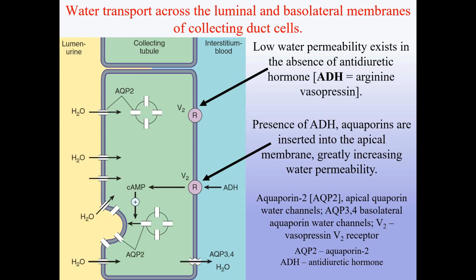And on this slide you can see water transport across the luminal and basolateral membranes of collecting duct cells. Low water permeability exists in the absence of antidiuretic hormone, ADH, arginine vasopressin. In the presence of ADH, aquaporins are inserted into the apical membrane, greatly increasing water permeability.